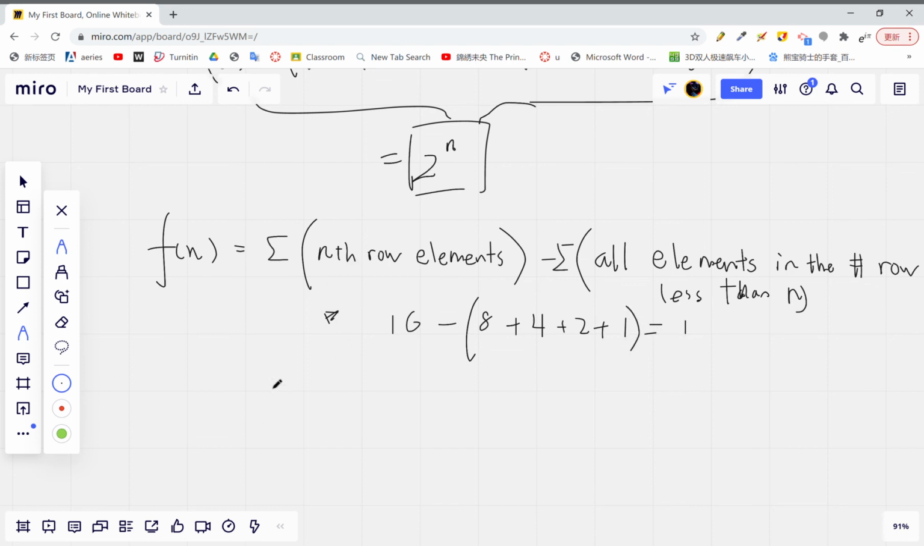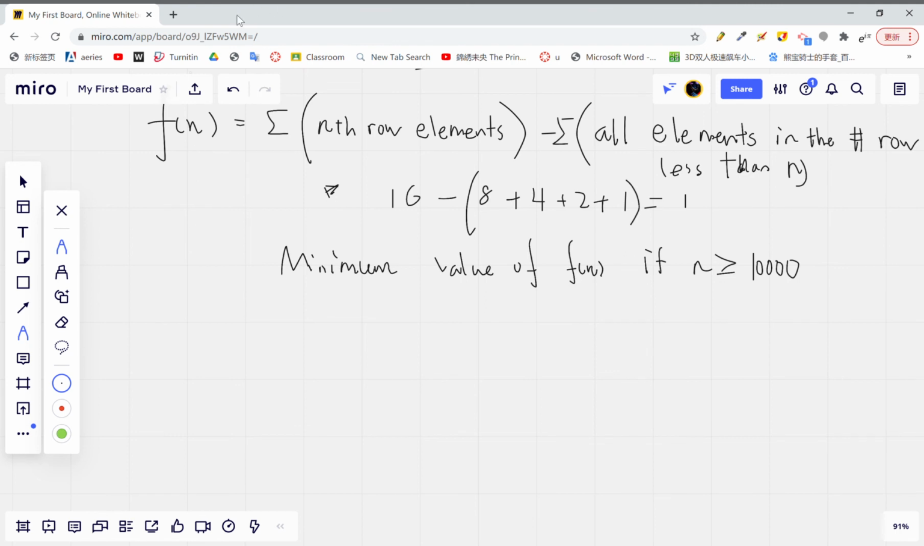And let's find the minimum value of f of n if n is larger than or equal to 10,000. This problem looks weird and looks pretty hard, but actually it's just simple.